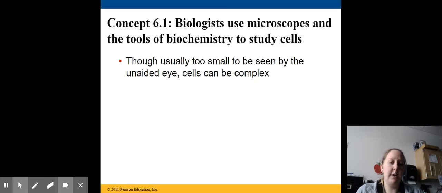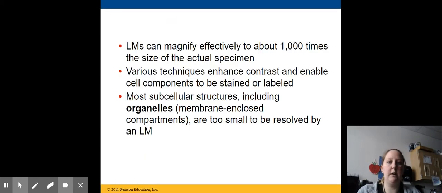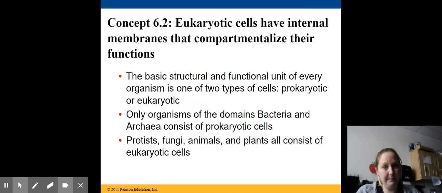We're going to talk about microscopes in a lab on microscopes, so we are not going to worry about this part of this PowerPoint right now. So I'm just going to skip through it to get to where we need to be.